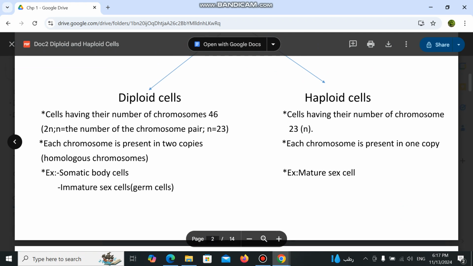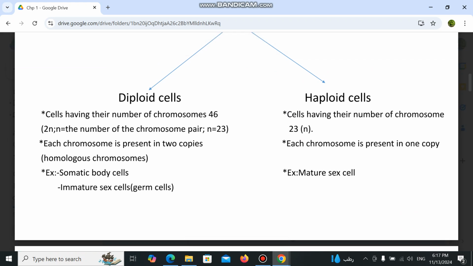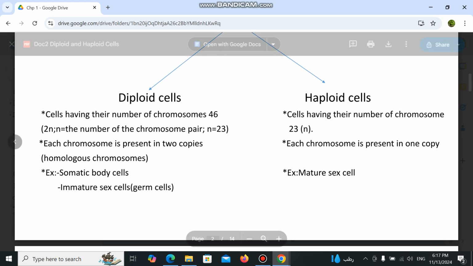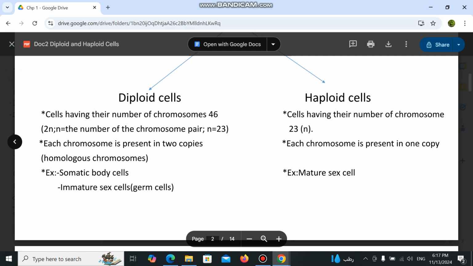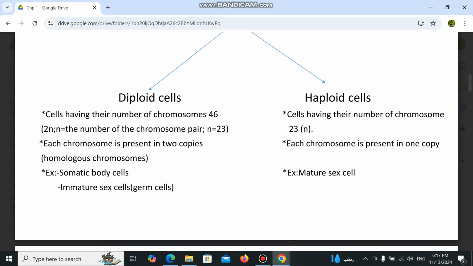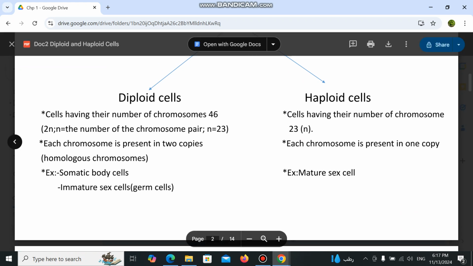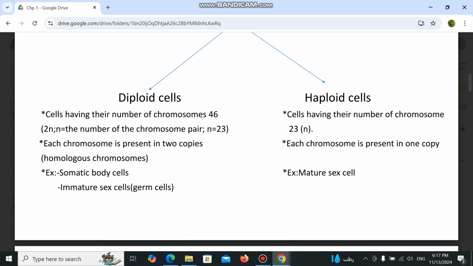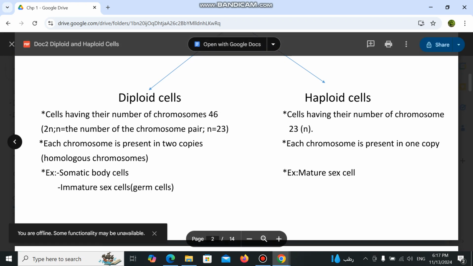On the other hand, the other type of cells in our body are called haploid cells. These cells contain n number of chromosomes, where n equals 23, which is half the number of chromosomes in the diploid cells. In this type of cells, each chromosome is represented by one copy only. An example of these cells is the mature sex cells.